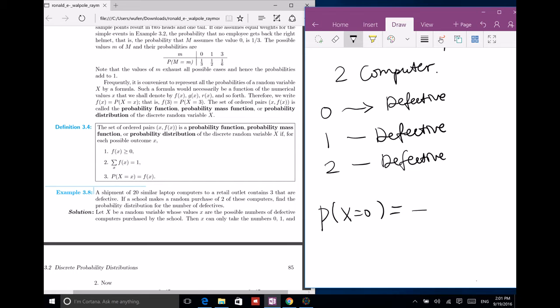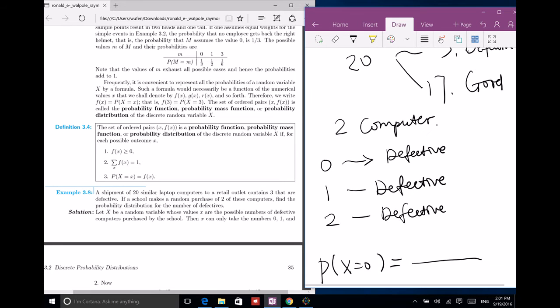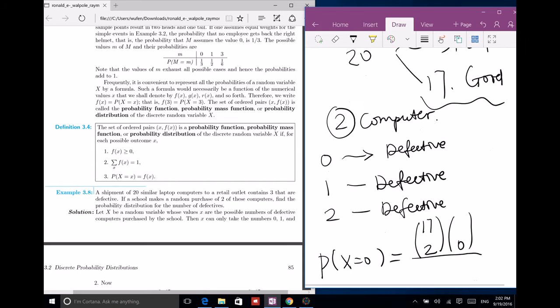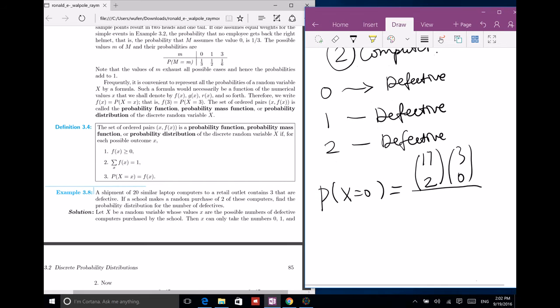If you say both are good, the 2 good computers will be selected from where? From the 17. Okay, so 2 good, you have 17 good. If both are good, choose 2 from 17. And you choose 0 from the 3 defective, which is 1. And the total is you randomly choose 2 from 20. That's how you do that, okay? Then you can use the formula to do that.